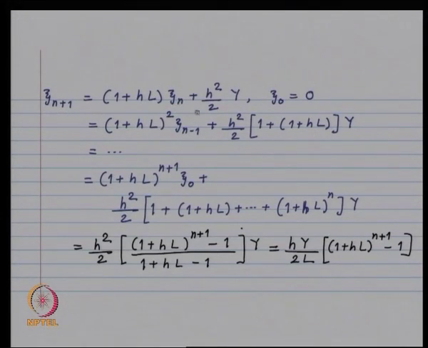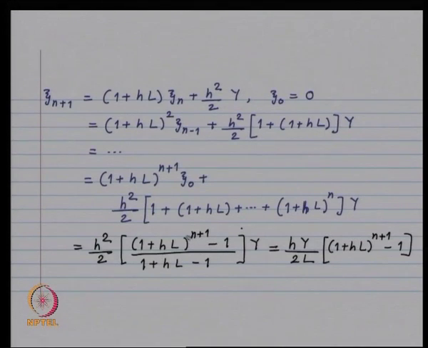So, it will have 1 plus h L psi n minus 1 and then h square by 2 Y. So, that is why I have got this h square by 2 Y and then 1 plus h L Y. When I continue, I go up to 1 plus h L raised to n plus 1 psi 0. See here, when the power is 1, here you have n. When the power is 2, here you have n minus 1. So, the sum of these two has to be equal to n plus 1. So, that is why when you have 0 here, here it is n plus 1. Plus h square by 2, 1 plus 1 plus h L plus up to 1 plus h L raised to n, Y. There is always one term less. Psi 0 being 0, this term is equal to 0.